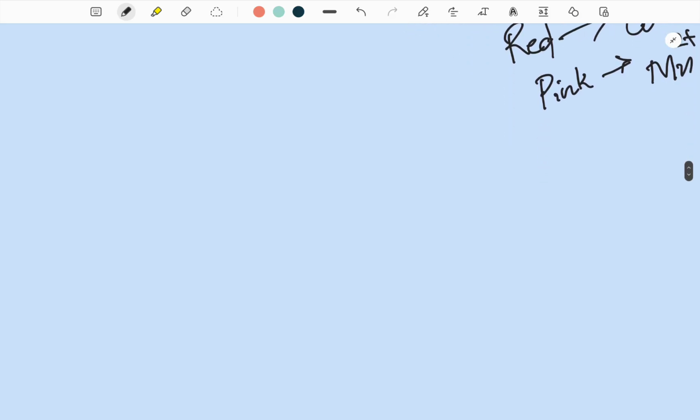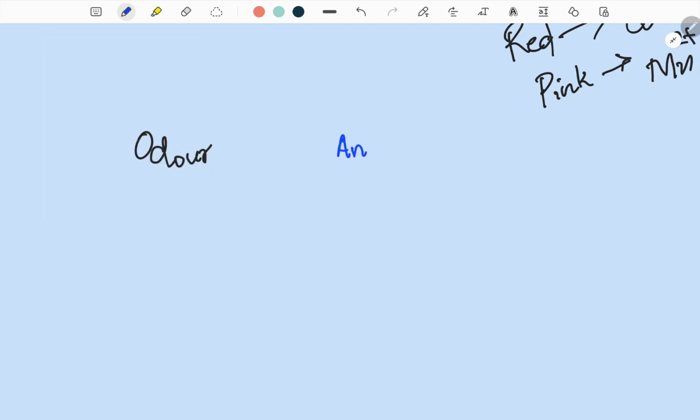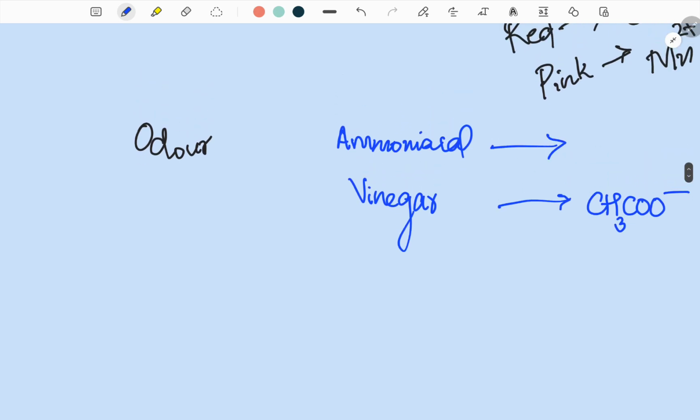Now, the second preliminary observation is the odor of the salt. There are two characteristic odors which you may observe. The first one is ammoniacal odor, and the second one is vinegar odor. Let's say you are getting a vinegar odor. Then you can say the anion of your salt is likely to be acetate. And if you are having an ammoniacal odor, then you can say the cation is likely to be ammonium. Ammonium is NH4 plus. You have been studying that since grade 9.